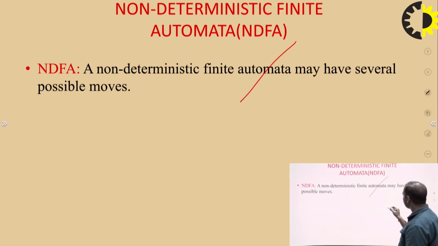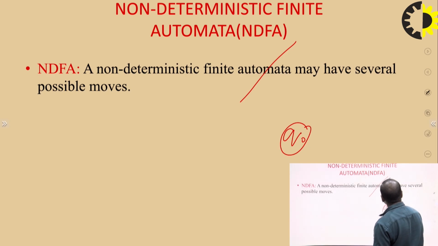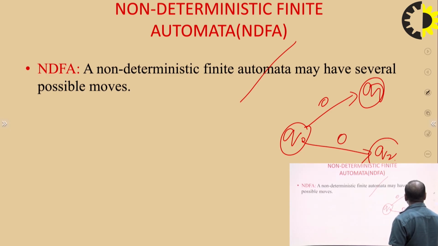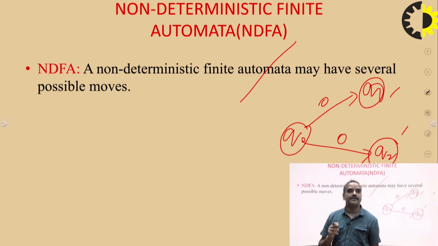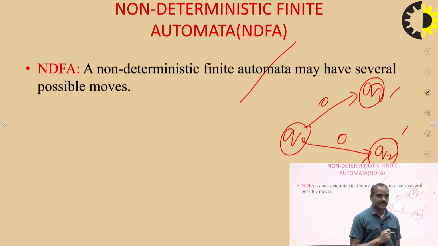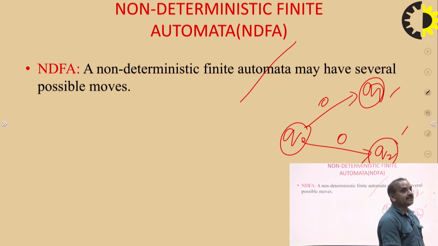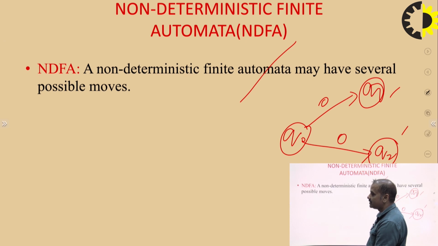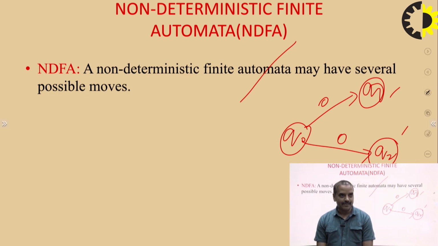It may be possible that in a state Q0, we take input 0 and move to state Q1, or with the same input 0, we have to move to state Q2. Such a type of machine is called non-deterministic finite automata. This is the basic difference between deterministic and non-deterministic. In the case of deterministic, one and only one move. But in the case of non-deterministic, there may be multiple moves.